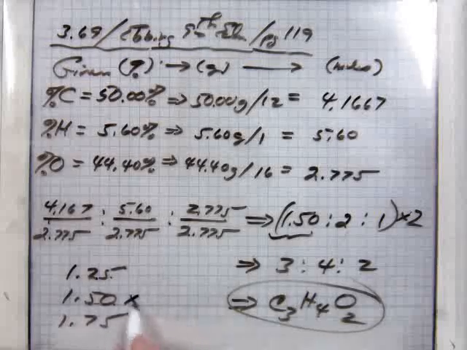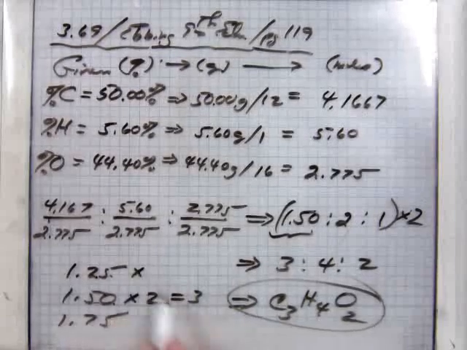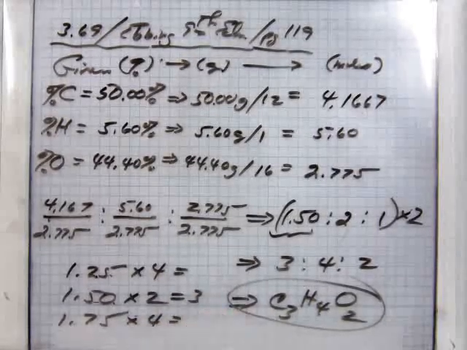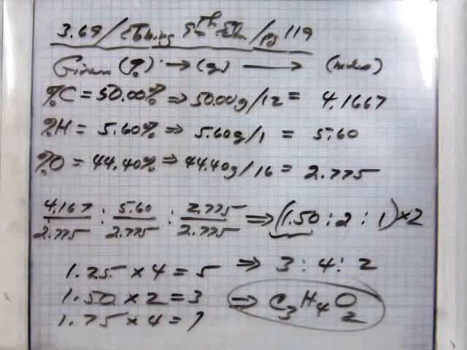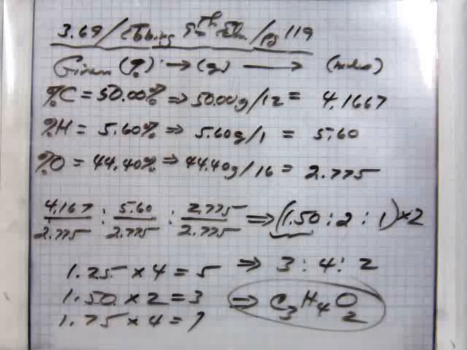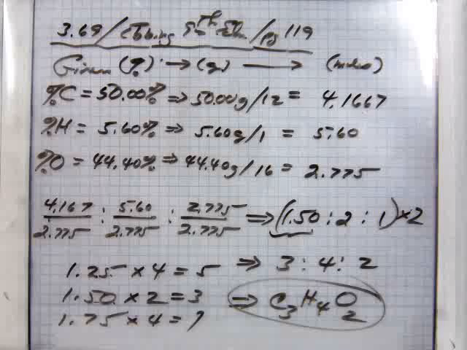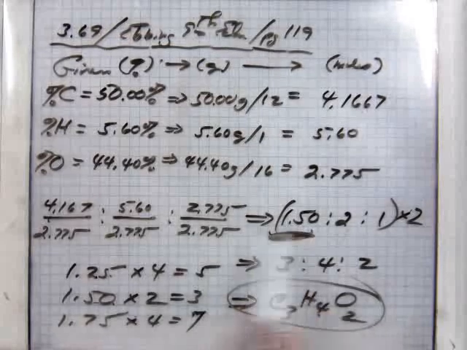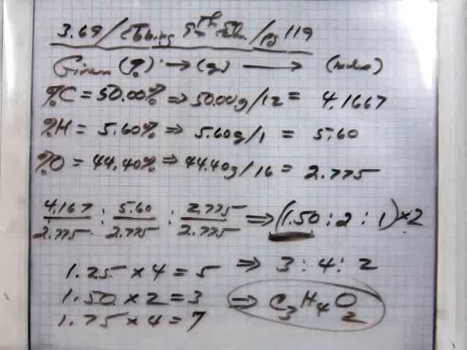Now we already see you just automatically go 2, and that goes to a 3. But this one and this one, you need to go to 4. I think that goes to 5, and this one goes to 7. When you multiply those fractions up, 4 times 1.25 goes to 5, and 4 times 1.75 goes to 7. So that is for a scenario where, after you reduce your ratio, you have a fraction.